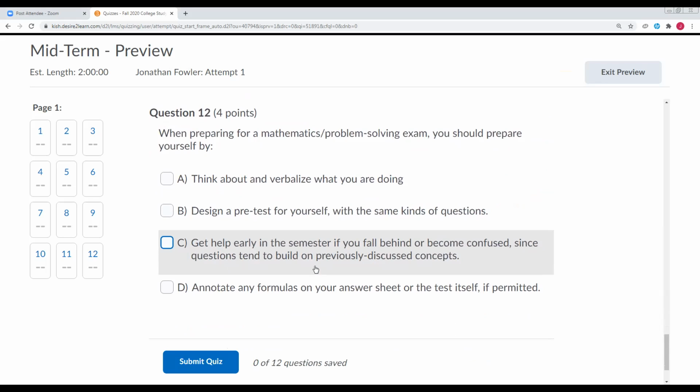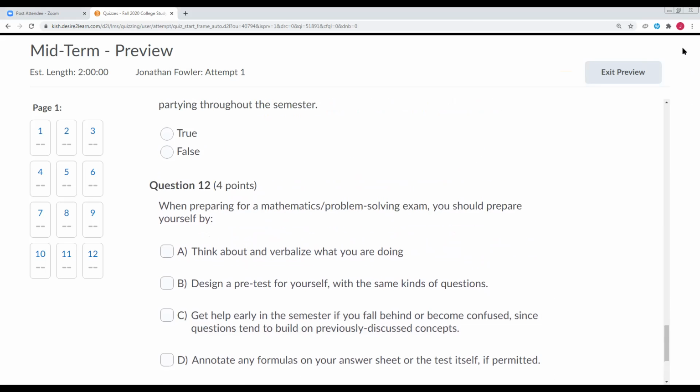Think about it and verbalize what you're doing. Designing a pretest for yourself with the same or similar types of questions that you may encounter in a quiz or test scenario. Getting help early in the semester if you fall behind or become confused, since questions do tend to build on previously discussed concepts. Or D, annotate any formulas on your answer sheet or the test itself if permitted. So that's a brief preview of the quiz.